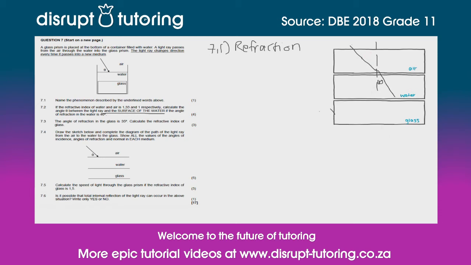Okay, so we first of all can track the path of this thing. So we know that this ray is going to come down and it's going to be refracted into the water, and then that is going to refract further into the glass. Cool. And we can draw little normal angles there, because they need those angles.